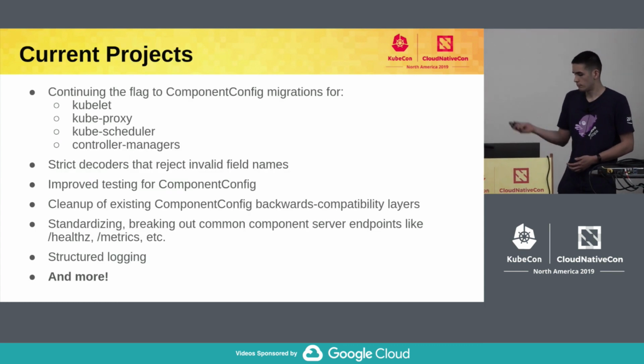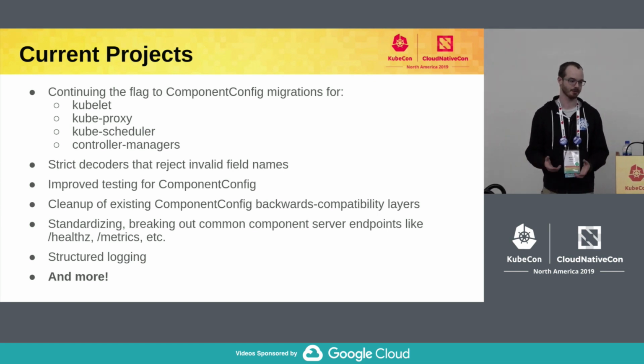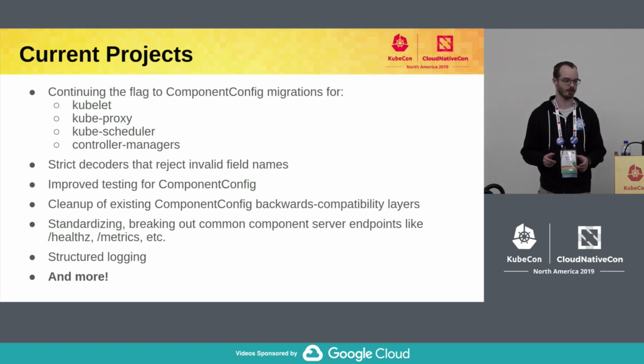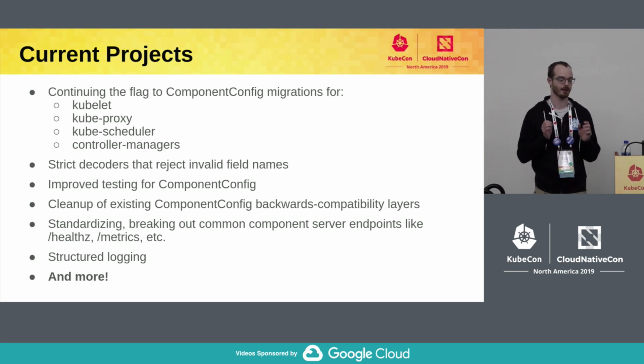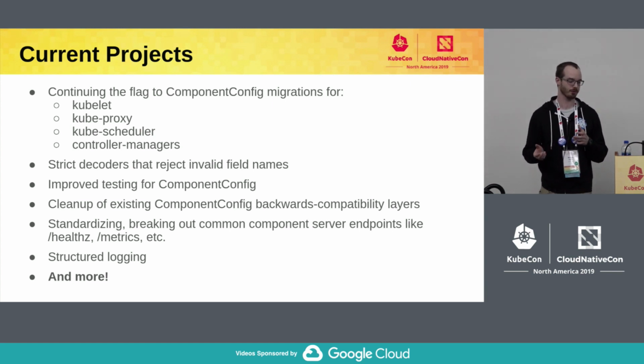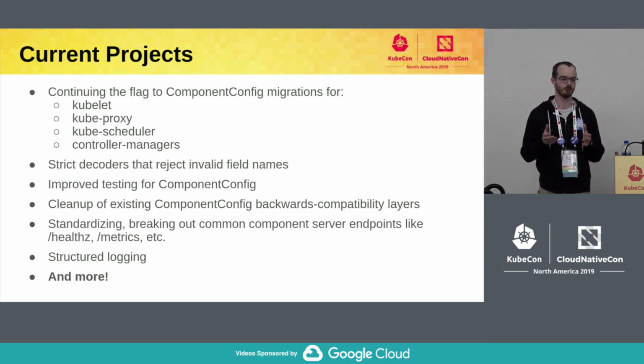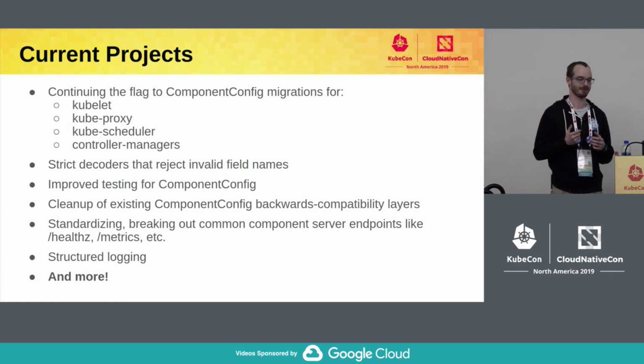All right, cool. So we have a bunch of different projects in those areas that Leigh just talked about. A major focus right now is continuing these flag to config migrations. We have people working on Kubelet, Kube Proxy, Kube Scheduler, and the controller managers right now. We have also been doing some work around strict decoding. What that means is, in the past, if you wrote this configuration file, handed it over to your component, and you made a typo in one of the field names, that field would just be ignored and set to the default value. After some recent changes that have merged, you actually get an error message for typoing that field. So that's a big improvement in usability.